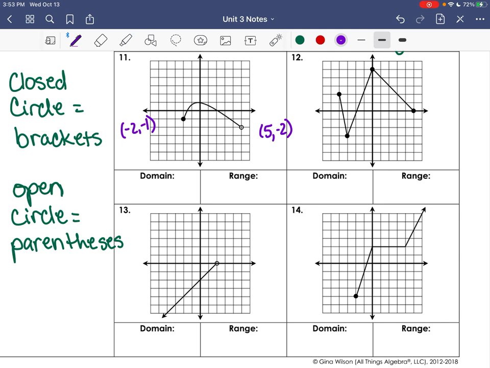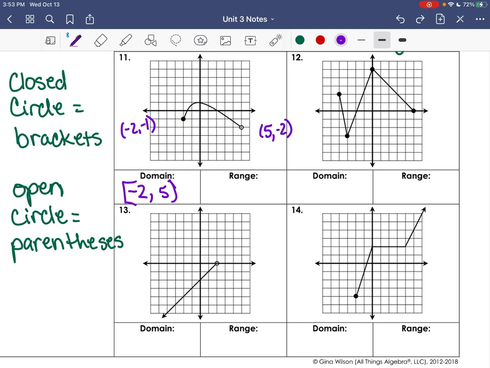Now, because those points are the left side and the right side, we're going to use -2 to 5 as our domain. And notice that the closed circle side with the -2 gets a bracket, but that open circle with the 5 gets the parenthesis. So you're literally going from -2 to 5, and you're stopping and you're not including 5.